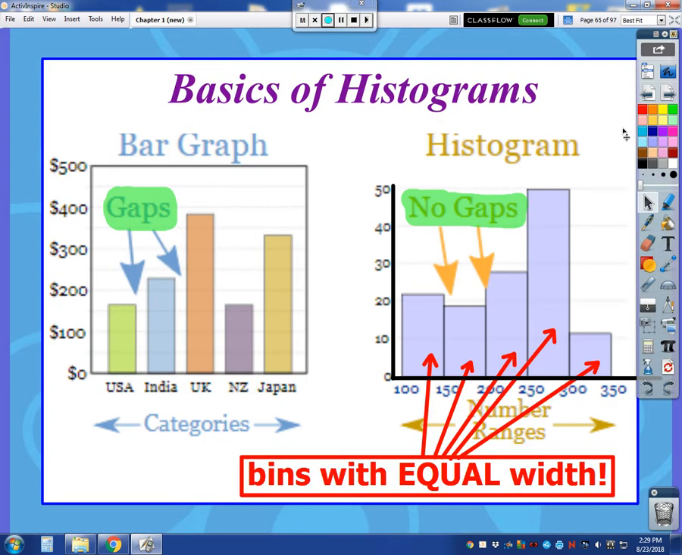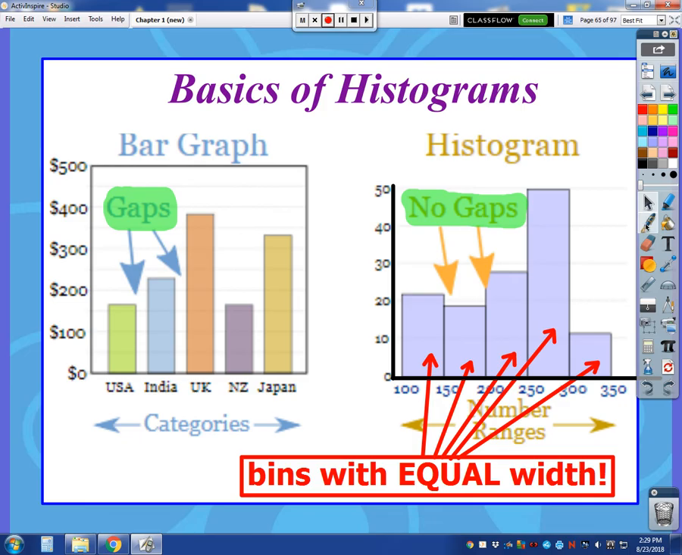Now, the histogram is a way to display quantitative data, but we have already talked about a graph that kind of looks like a histogram, but it displays categorical data, and that was the bar graph. If you notice, both of them have this bars approach, but bar graphs have gaps between the bars, and histograms do not have gaps between the bars. So there's a quick visual way to determine if something is a bar graph or a histogram.